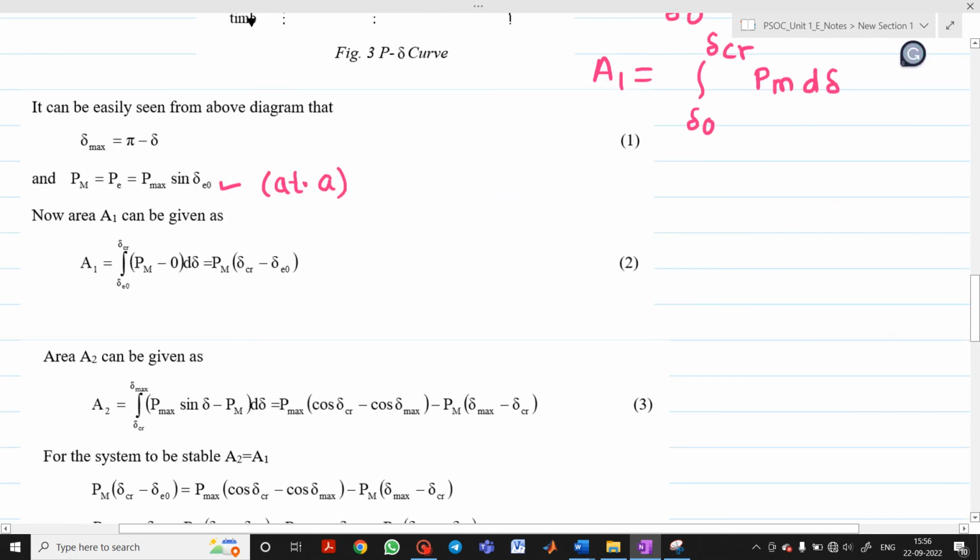And how do you find the equation for area A2? Now here we have solved this. If you put the upper limit, it will be PM into delta CR minus delta 0. Mark this equation as equation number 2. Mark this load angle delta maximum equation as equation number 1.